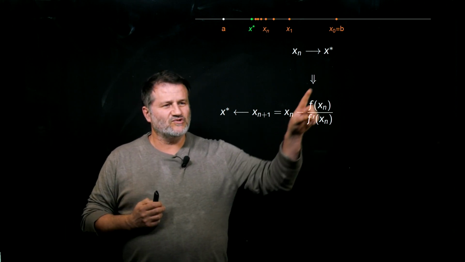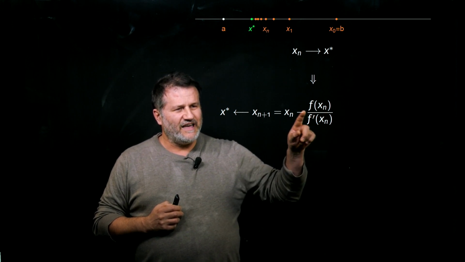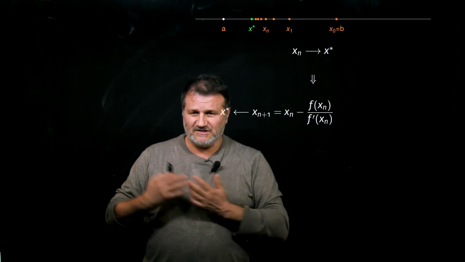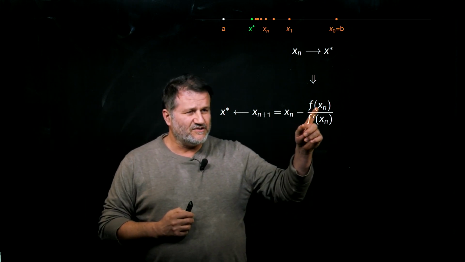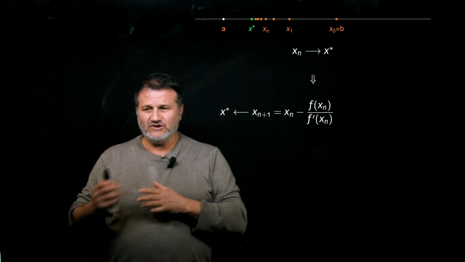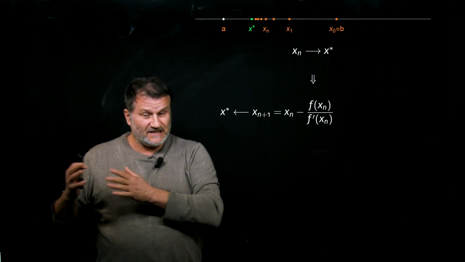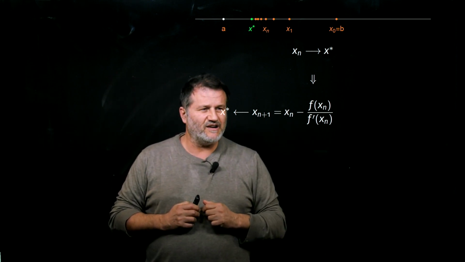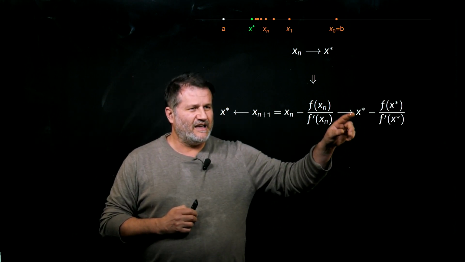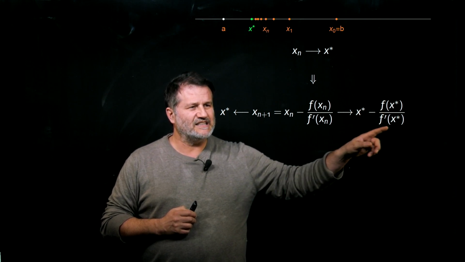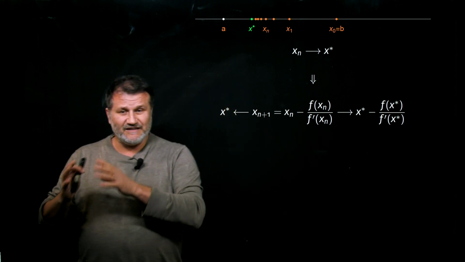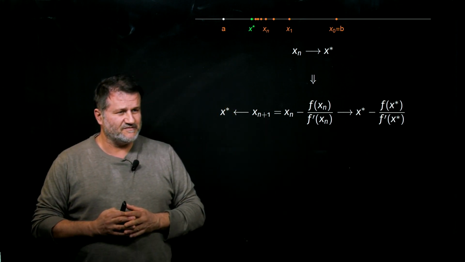Well, x_n, of course, goes to x*. Since the argument of f goes to x* and f is continuous, why? Because it is differentiable, so it is continuous, the numerator of this fraction will go to f(x*). And also the denominator will go to f'(x*) because we assumed that f' is a continuous function. So this quantity will go to f(x*) divided by f'(x*). There is no danger with this denominator because we assumed also that f' is always strictly positive.